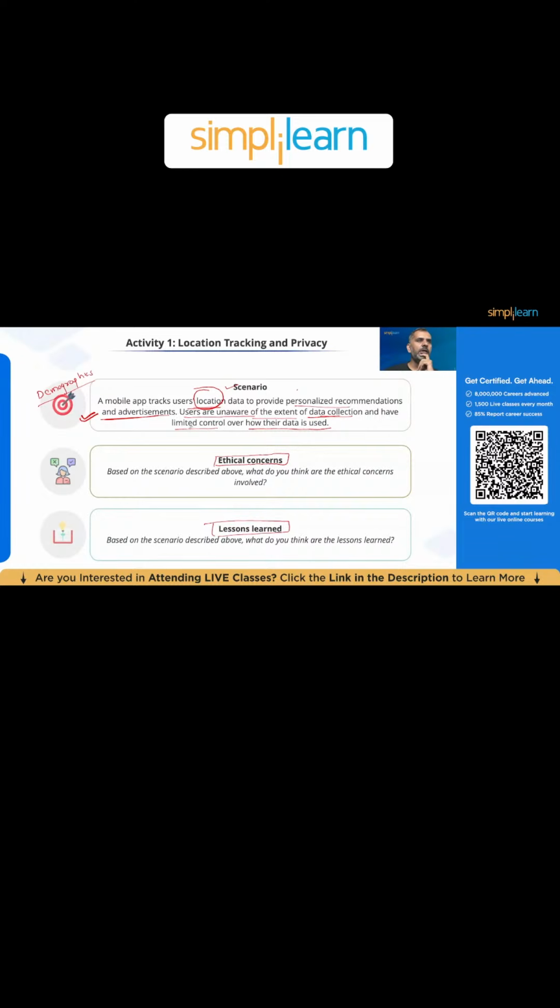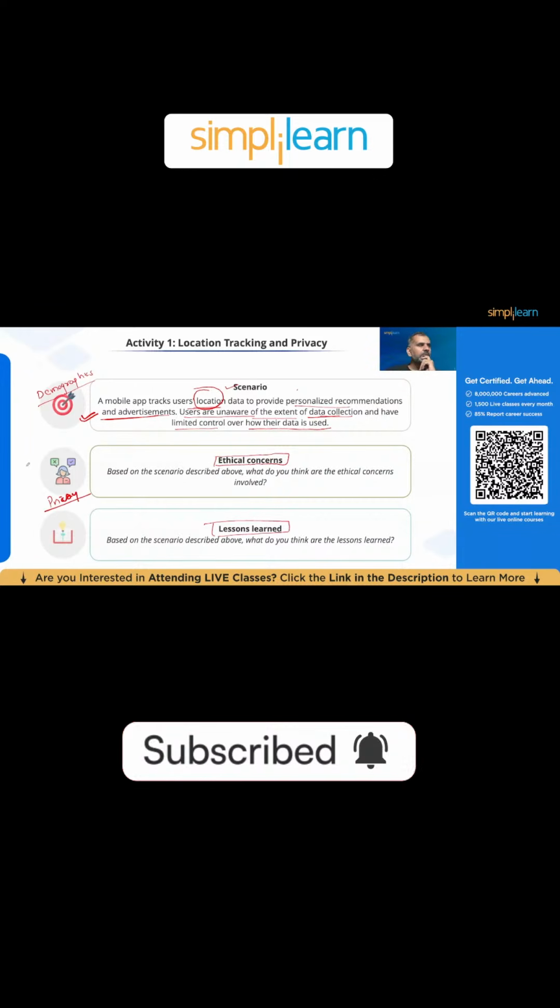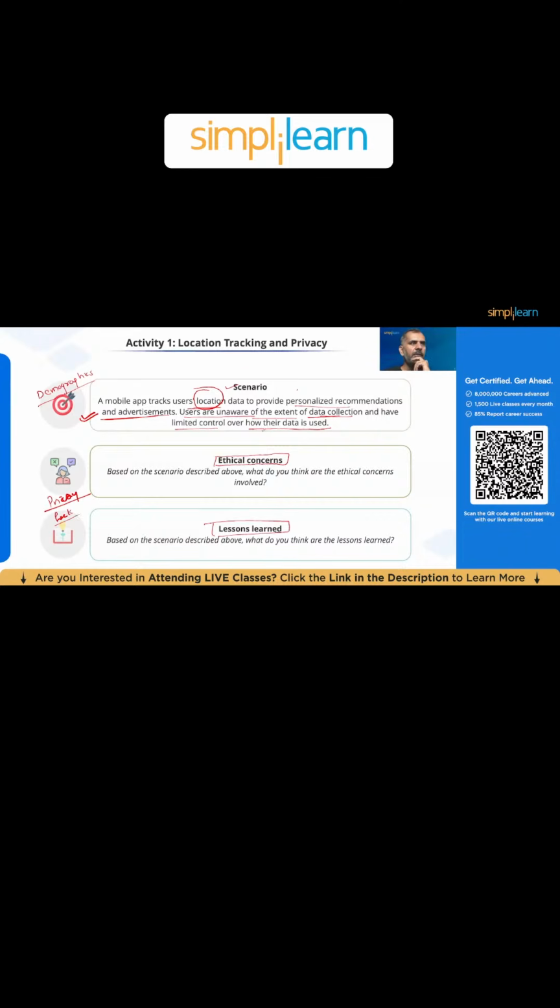If you do not have full control over how the data is used, you can say privacy is one of the concerns. Personal data is being used. That's right. Can you say there is a lack of transparency also available here? If you do not know to what extent the data is being collected and used, can I say that transparency is also not very much available here? If you are using this for personalized recommendations and advertisements, what is the issue related to that? Security is also involved. You are putting in a surveillance kind of system. You are tracking the personal location.